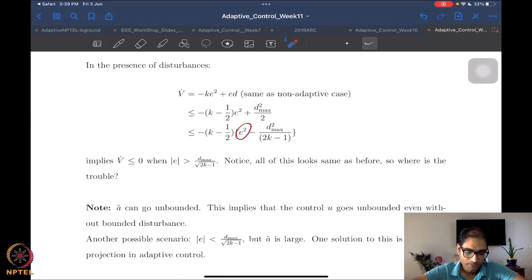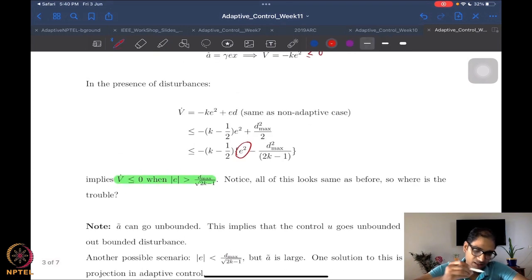If you look at this particular conclusion, it still seems to be the same. But where is the problem? There's a big problem, a problem that crashed an airplane. So big problem. Okay, let's see, what is that?